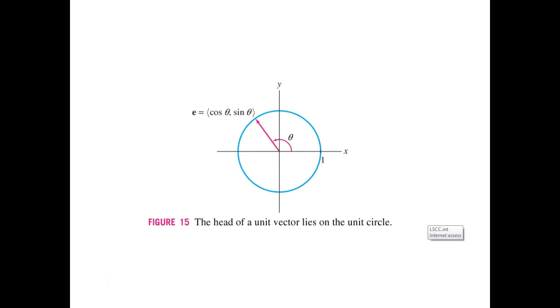So there's basically your good old unit circle. And everywhere on that unit circle, for any angle theta, cosine theta, sine theta is a unit vector because the square root of cosine squared theta plus sine squared theta is 1.